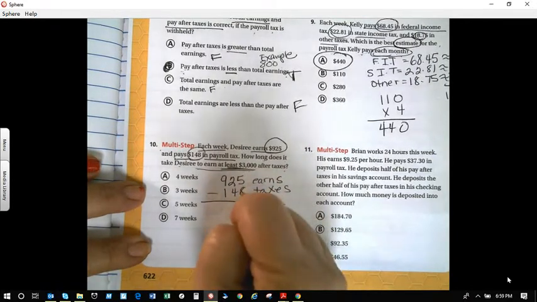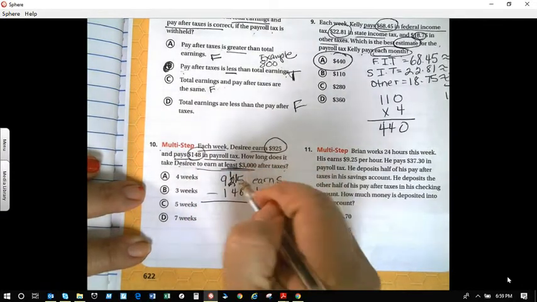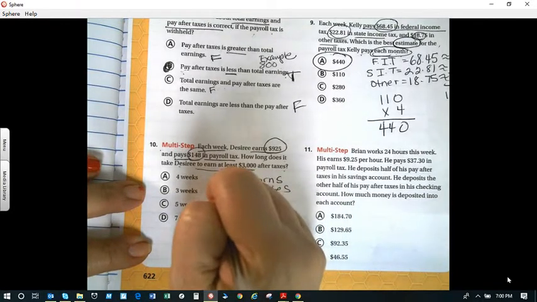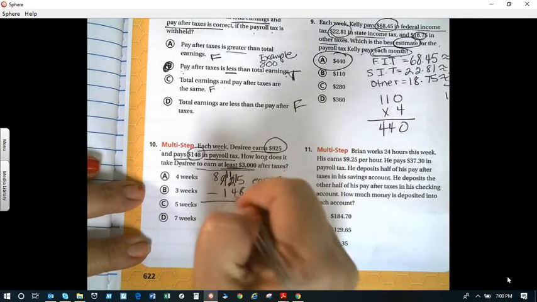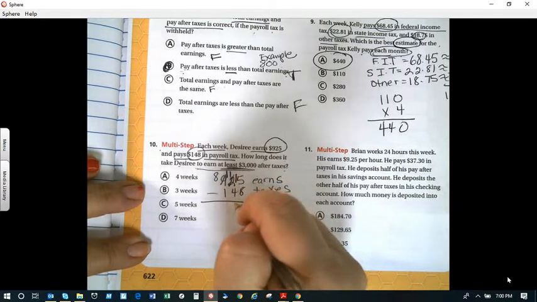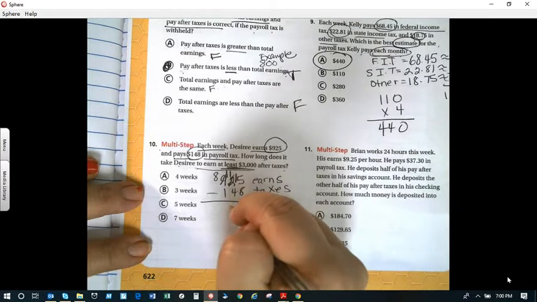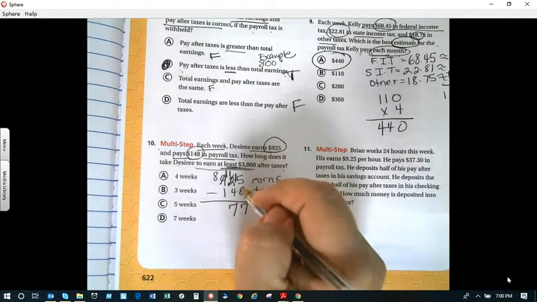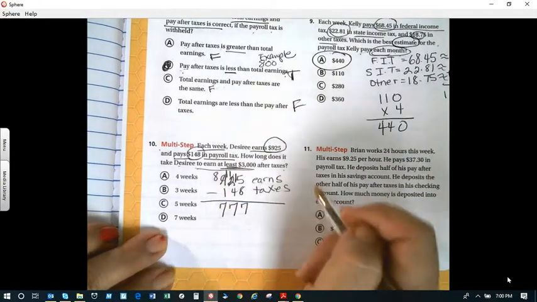So I can't take 8 from 5, so I need to regroup. This becomes a 1. So 15 minus 8 equals 7. I have to regroup my 9, and that becomes an 8, and this becomes an 11. Actually, 110. So 11. So 4 from 11 is what? Yes, 7. Okay. 8 minus 1 is 7, so I have $777.